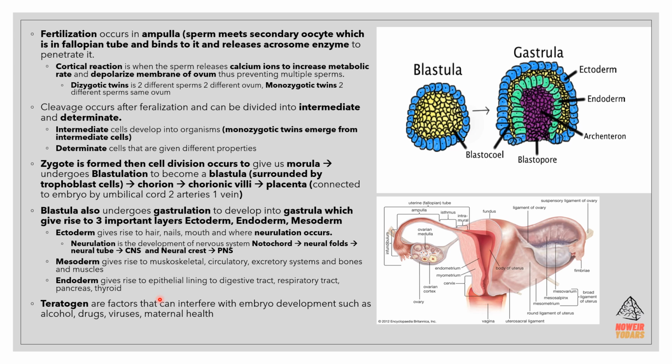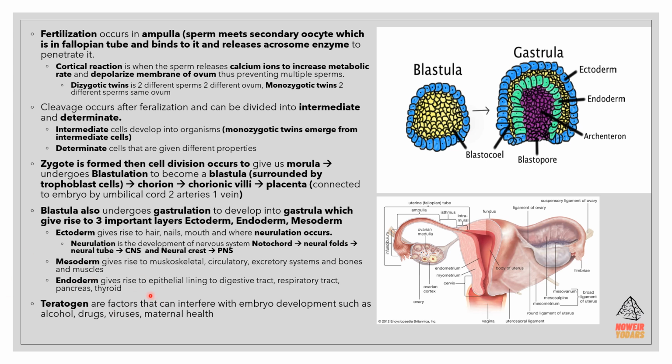What is the process of neurulation? Neurulation is basically development of the nervous system or part of the nervous system. So that occurs by having the notochord and then the neural folds and then the neural tube, and this gives rise to the central nervous system, and then the neural crest gives rise to the peripheral nervous system.